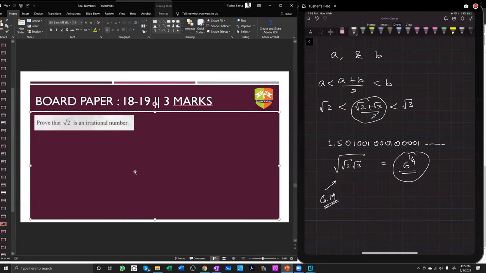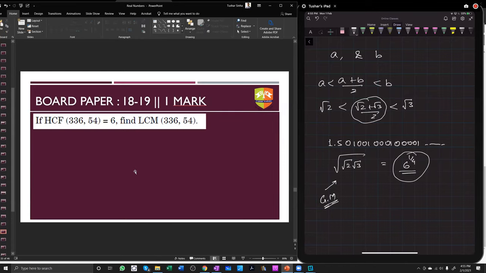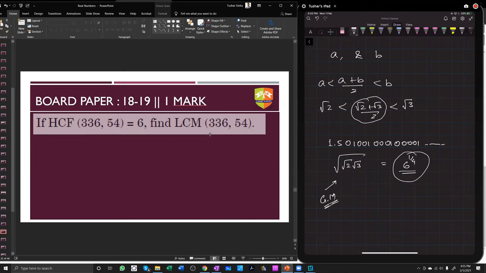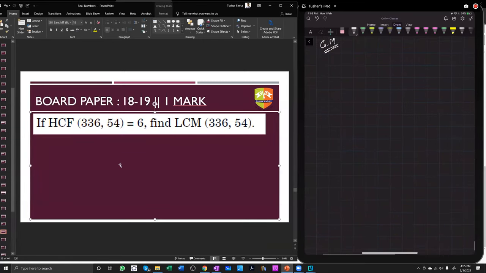Prove that root 2 is an irrational number. We are not going to do this. Next. This one, same thing again. Look, one year before, same question. Only the numbers have changed. So you now know, you can predict what questions are coming. So if HCF is 6, find the LCM of the same numbers. Just be careful if the numbers mentioned are the same.